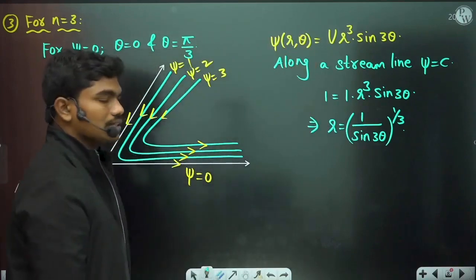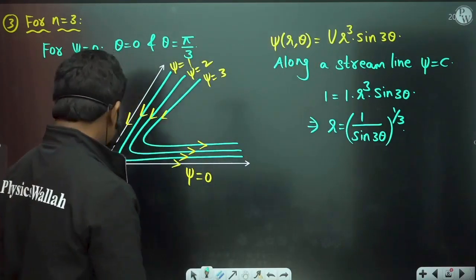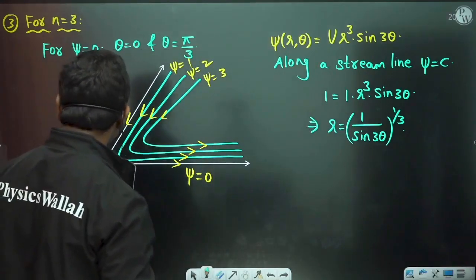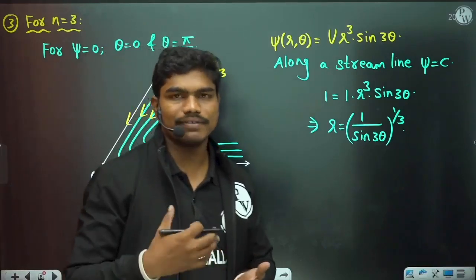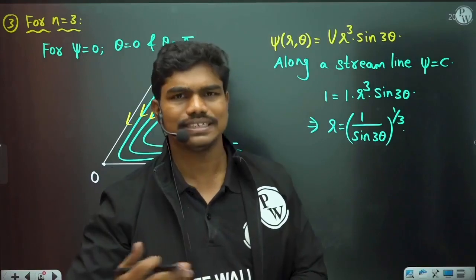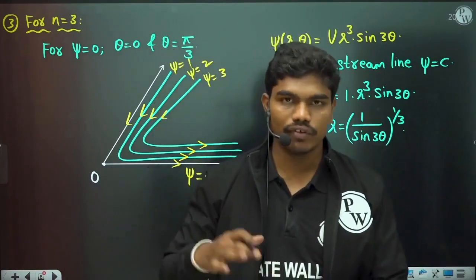Okay, so the stream function actually goes to 0 in that case. Clear? Now we'll talk about 2 more cases. Did you all understand n equal to 2, n equal to 3, all these things, n equal to 4, 5, 6, whatever you take? All these things give you flow in sectors.